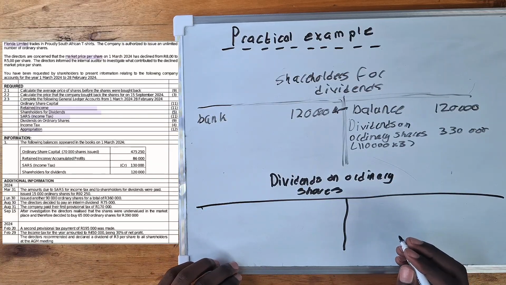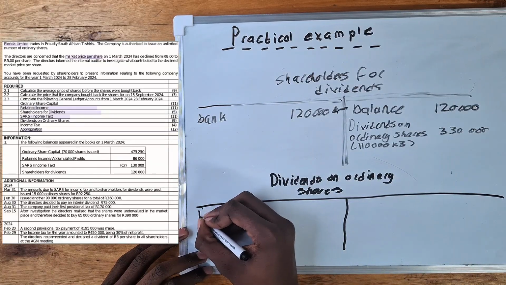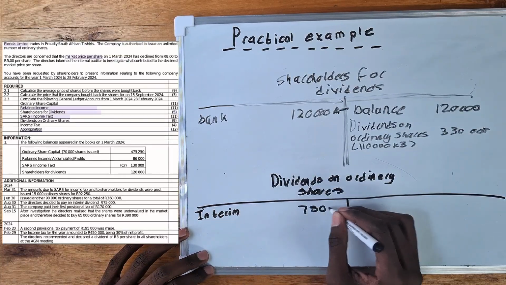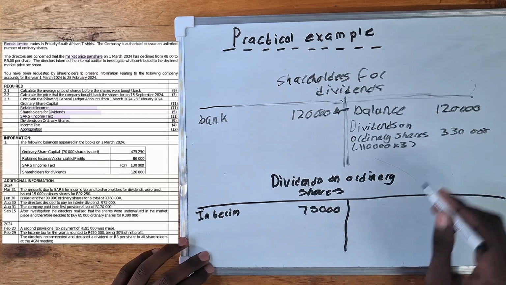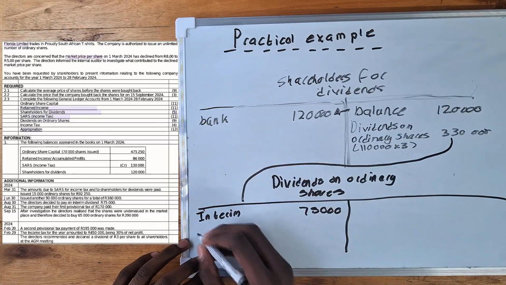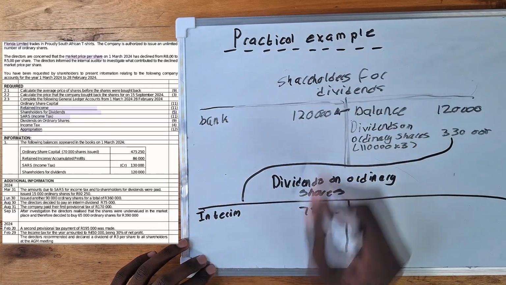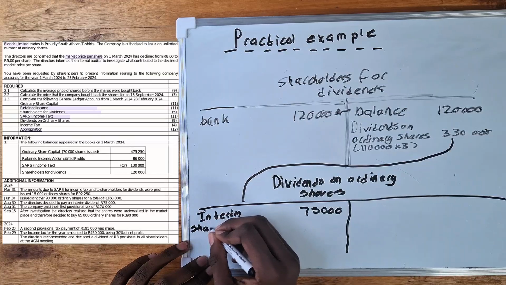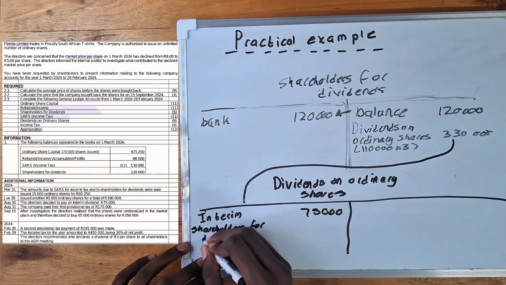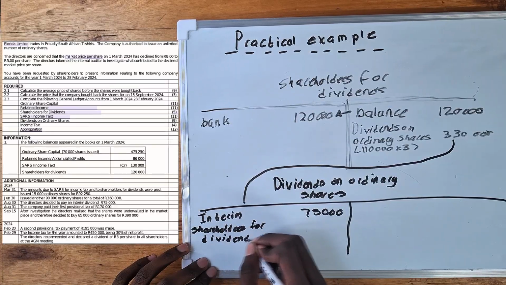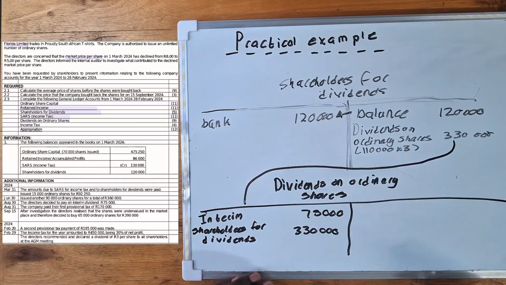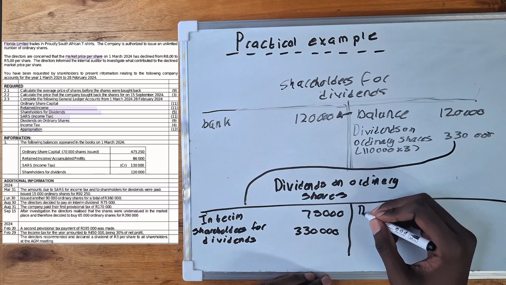So the first thing that you want to do is to write your interim, right? Your interim, which was indicated to be 75,000 rands, right? And then this amount here, we just bring it to this side like this. So all you need to do is just write the name of the account, which is your shareholders for dividends. Then you write the 330,000, right? And then on this side you just write appropriation account.